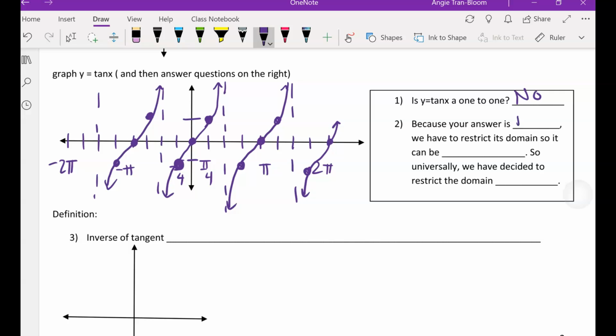Okay. Because our answer is no, we need to restrict its domain so our tangent can be 1-to-1. The regular function has to be a 1-to-1 function so that our inverse can also be a function. If it's not 1-to-1, the inverse will not be a function, okay? So what do you want to cut off? Negative pi over 2 to pi over 2. Would you agree that you could cut off from negative pi over 2, inclusive or non-inclusive? Non-inclusive, because those values don't exist anyway in tangent.